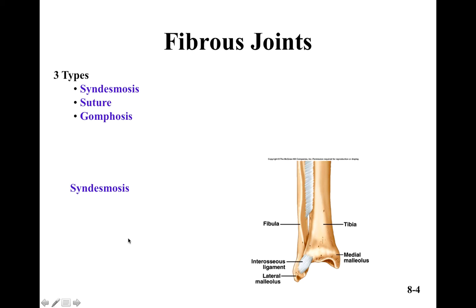All right, so let's talk about the three types of fibrous joints. The three types are syndesmosis, suture, and gomphosis. The first type is syndesmosis, and these joints have long fibers that connect the bones.